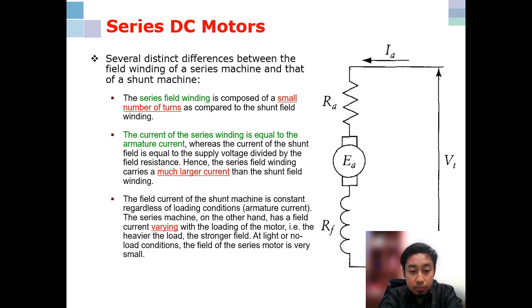The field current of the shunt machine is constant regardless of the loading condition, which is the armature current, while the series machine, on the other hand, has a field current varying with the loading of the motor. For example, with a heavier load, the field is stronger. At light or no load condition, the field of the series motor is very small. So this is the basic concept of the series DC motor.